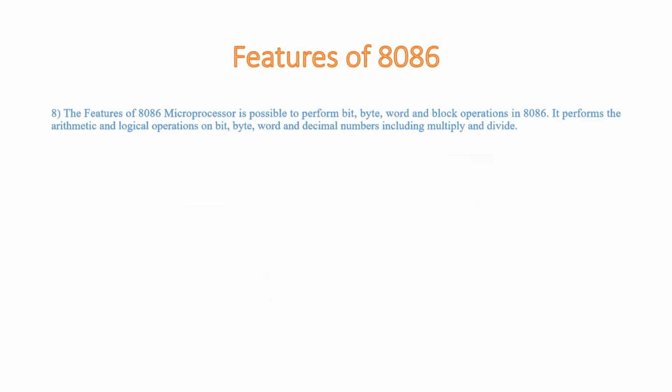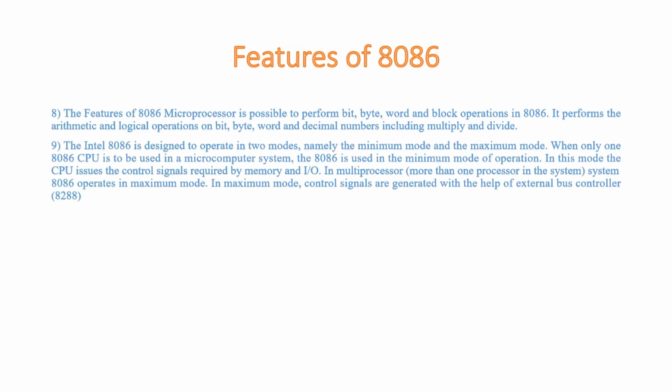And 8086 is used to perform bitwise, byte, word and block operations also. So it can perform arithmetic and logical operations on all these possibilities, that is bitwise operation, bytewise operation, wordwise operation, also block operation, and also it can perform multiplication and division.